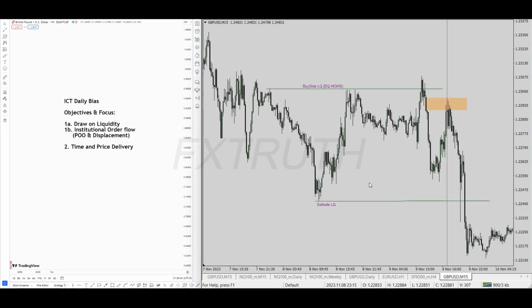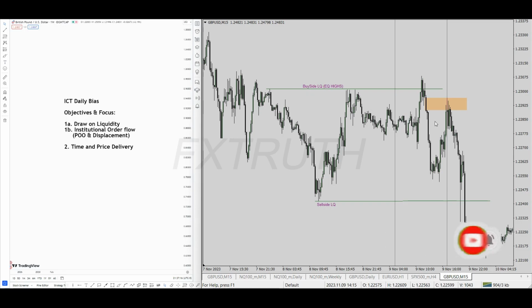So right here, it's on the pounds. You can see this particular day price ran this buy side liquidity right here. So all you're waiting for on a given day, don't forget the process: we're looking for drawn liquidity, institutional order flow, and then time and price delivery. Mind you, you cannot identify drawn liquidity without knowing what institutional order flow is. And for institutional order flow, we need a point of origin and we need a displacement.